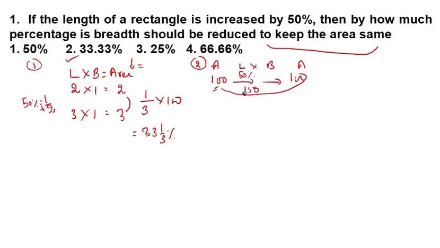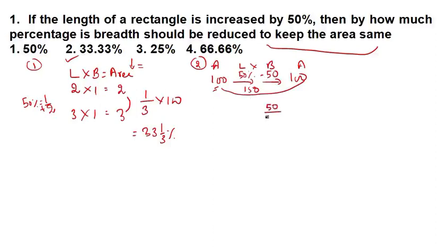Now here it is 150, but breadth is not given. In the question it is written that breadth has to be reduced so that the area is the same. Now look guys, I want 100 back to maintain the same area. So what you have to do? From 150 you have to minus 50. If you minus 50 from 150, then you get 100. Then your area will become constant. So this 50, you are subtracting from this 150.